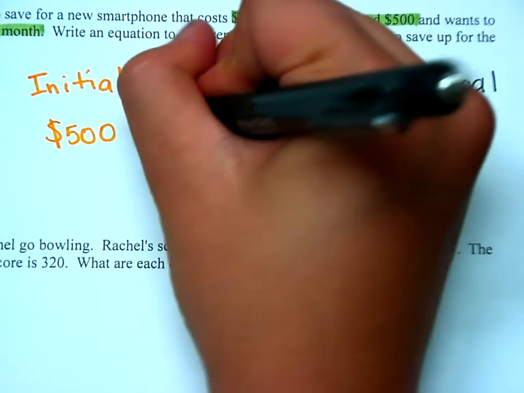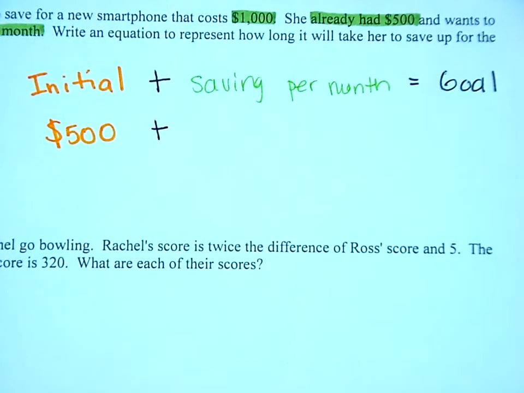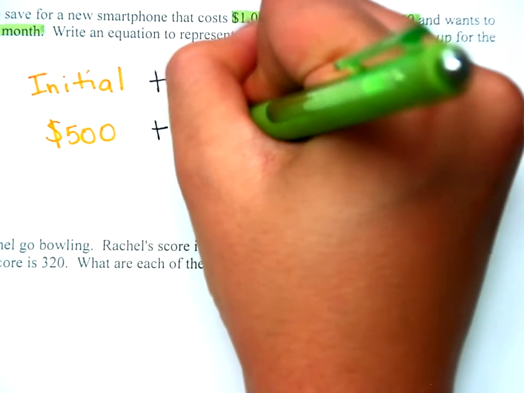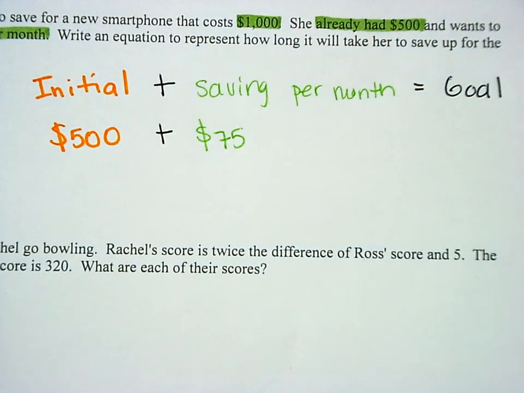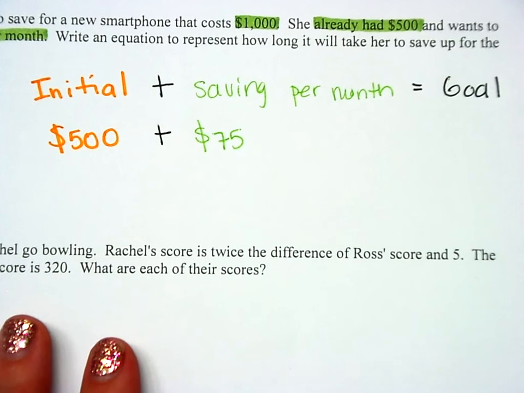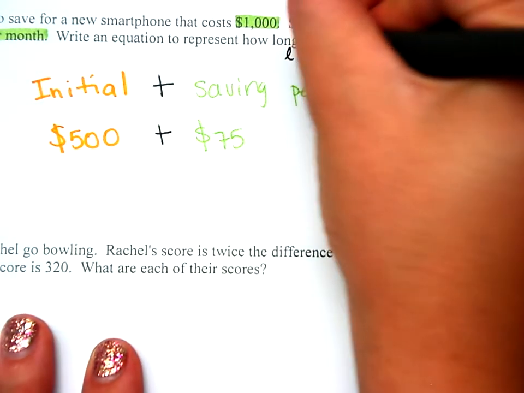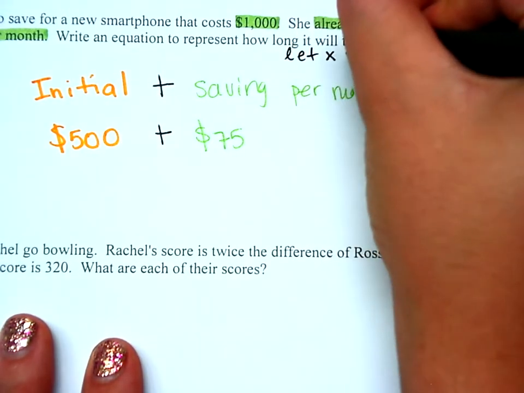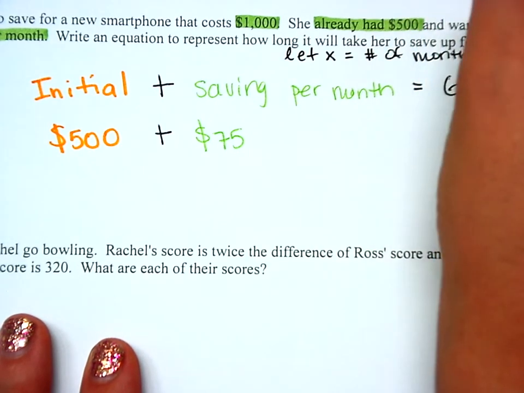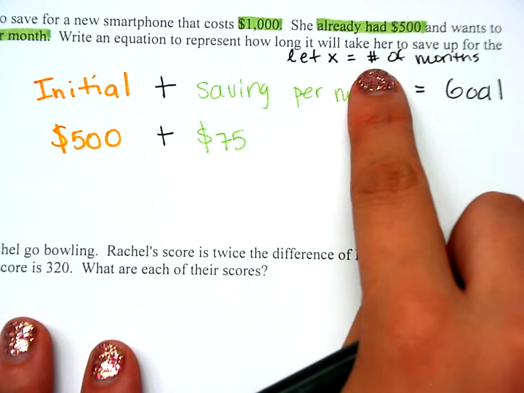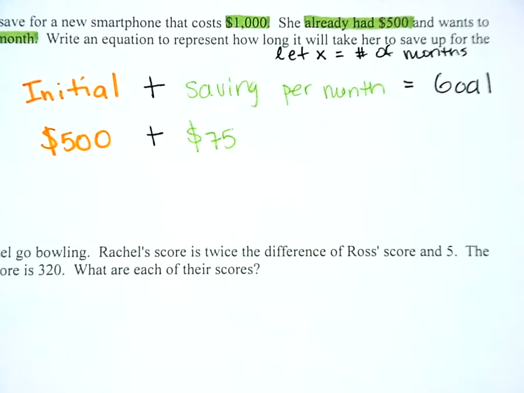We're going to add, and then don't forget, if you just watched skill number 4, the word per means multiply. So we're going to have $75 times the number of months. Uh-oh, we don't know what that amount is. So this is another instance where we're going to introduce a variable. We're going to say let x equal the number of months. We always write this because we want someone reading our work to know what that variable means.